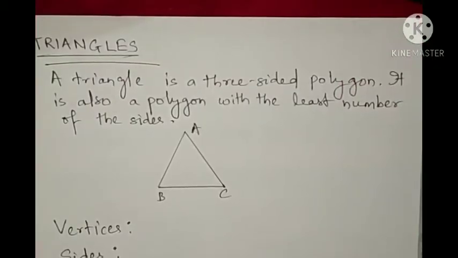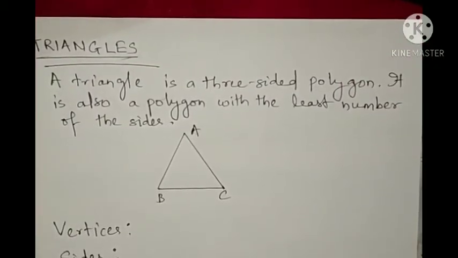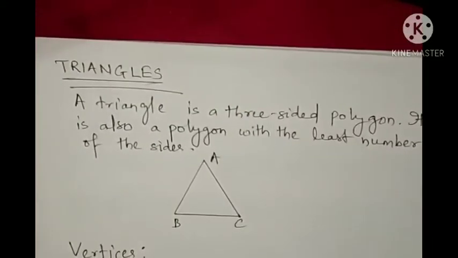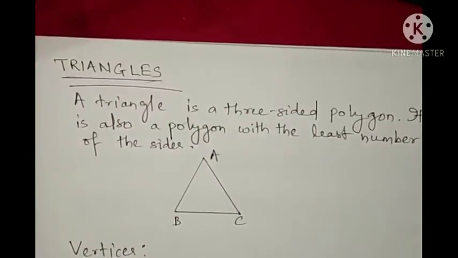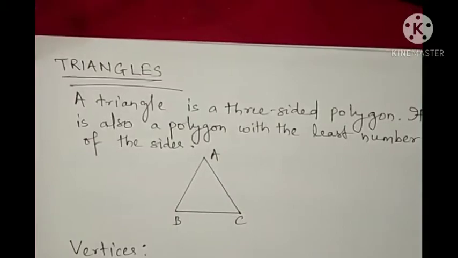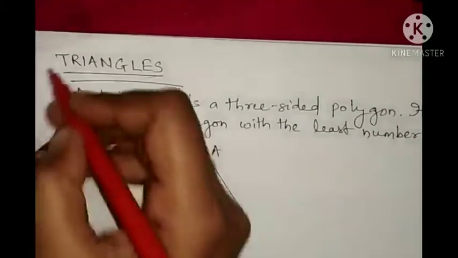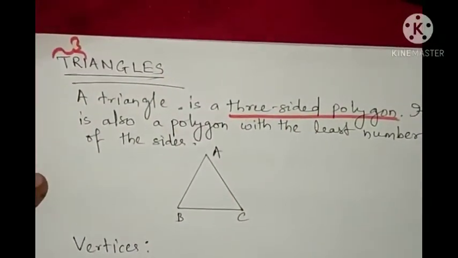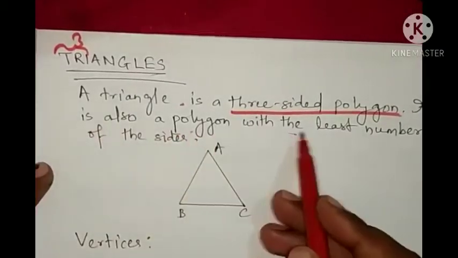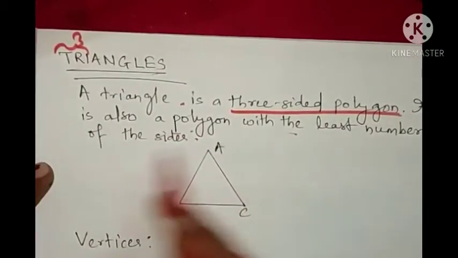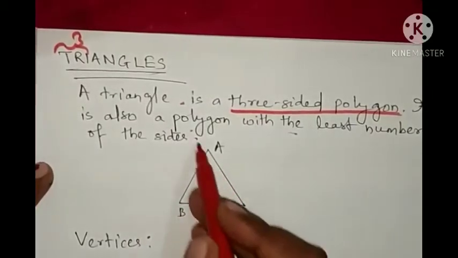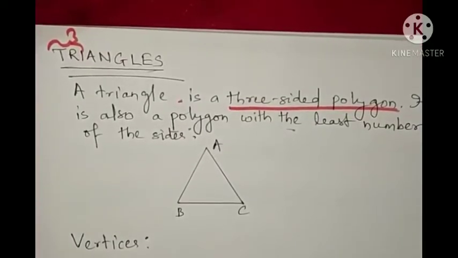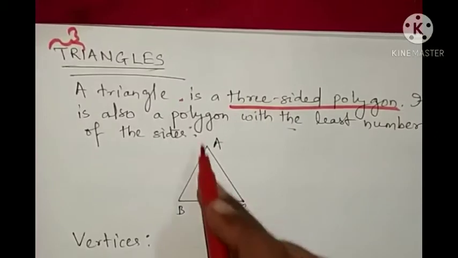Next we'll see about triangles. Tri means three. A triangle is a three-sided polygon. You can also say it is a polygon with the least number of sides. This is where you start polygons. It has just three sides, the polygon with the fewest sides.